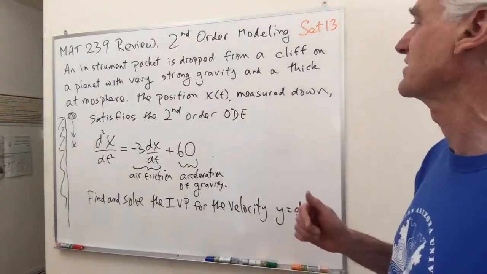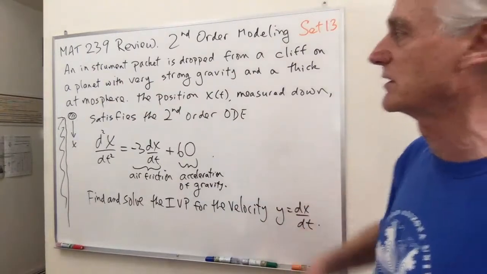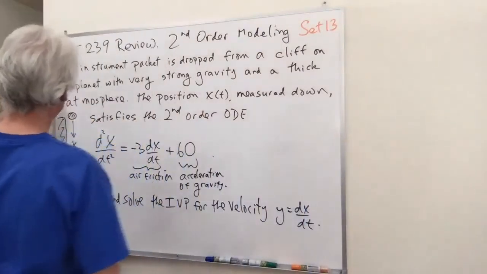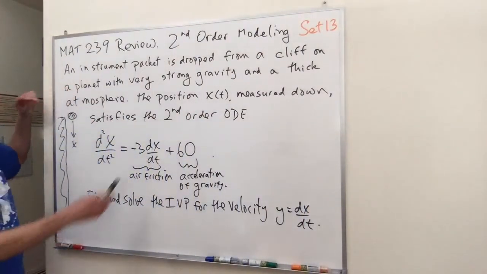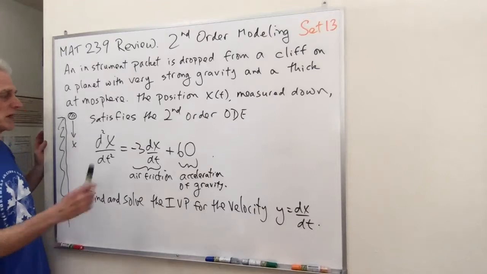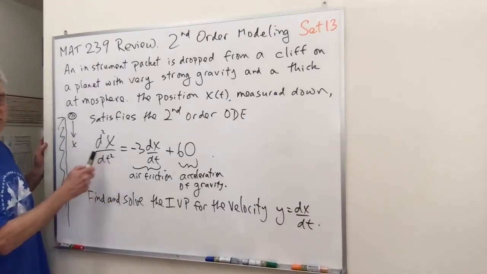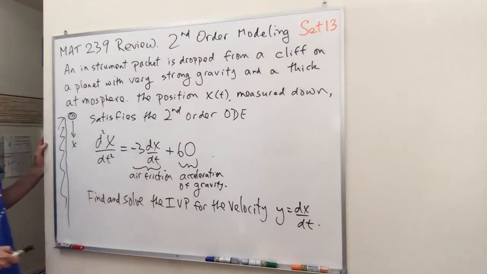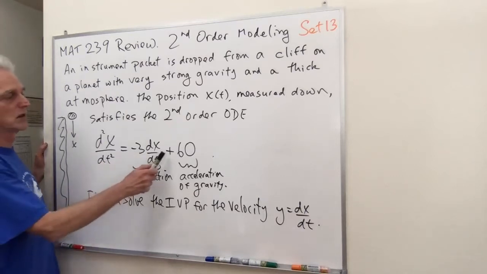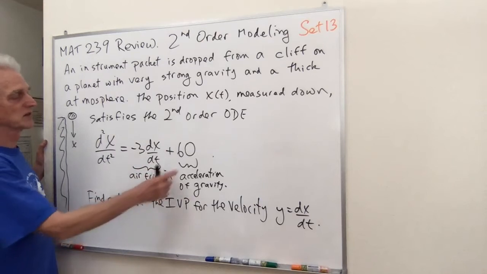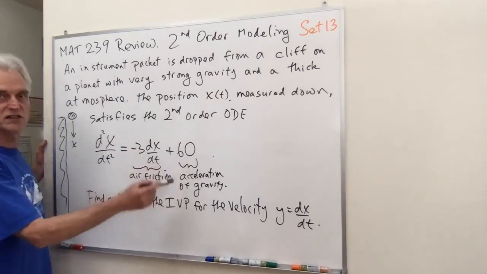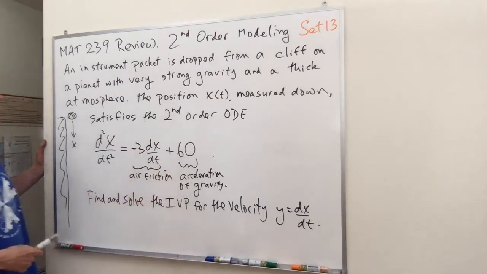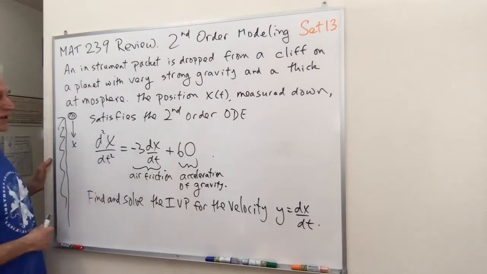The position x of t, measured down, here's a picture, here's the cliff, here's the mass being dropped, satisfies the second order ordinary differential equation. The acceleration, d squared x dt squared, equals minus 3 times the velocity, dx dt, plus 60. So there's the gravity term, which is a constant force. And here's the air friction.